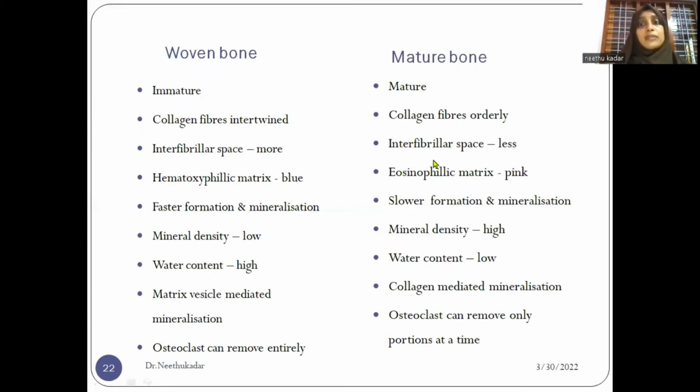Whereas in mature bone, the collagen fibers are orderly placed. The interfibrillar space is less. It has an eosinophilic matrix. The formation is slower and mineral density is high. The water content is low. Collagen mediated mineralization occurs here. Osteoclasts can only remove a small portion of bone at a time.